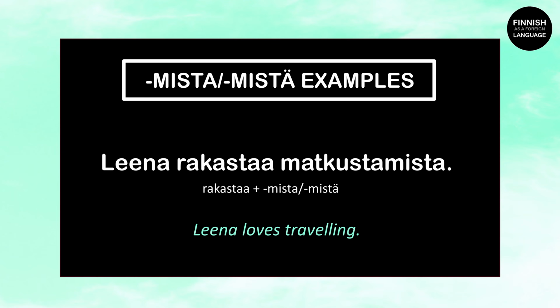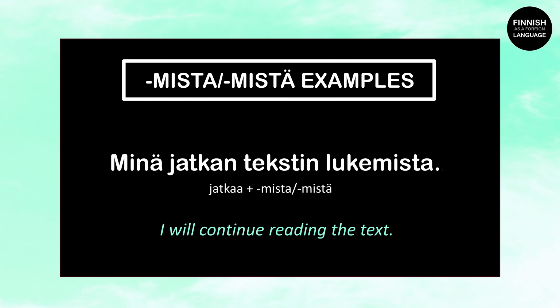Let's do another example. Leena rakastaa matkustamista means Leena loves traveling. So also here we have to use the -mista form because of the partitive verb rakastaa, which means to love. So matkustamista is the partitive of the noun-less verb matkustaminen. So let's repeat. Leena rakastaa matkustamista. Leena loves traveling.